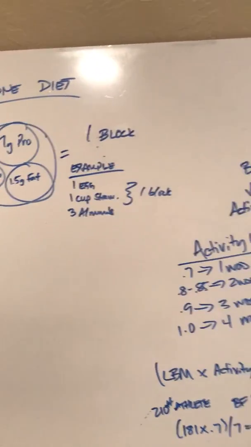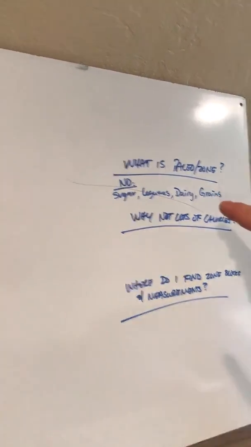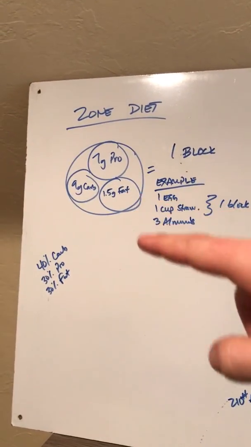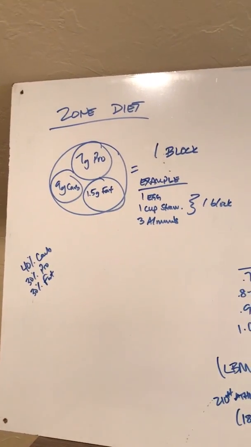Zone diet is basically if you're in the zone and it doesn't have any of these 4 things, the sugar, legumes, dairy, or grains, then it's paleo zone. If it's in the zone format right there, but it has some grains or a little bit of sugar or some legumes or dairy or whatever, then it's just a zone meal. No big deal. So that's the difference between the two.